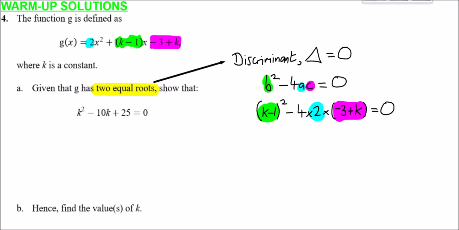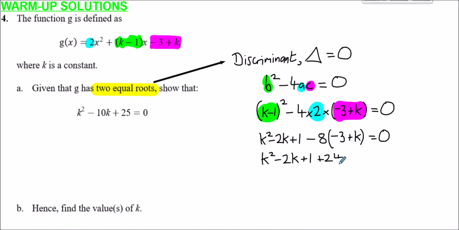So let's neaten this up, expand it all out. So k minus 1 all squared is k squared minus 2k plus 1, and this we can say is minus 8 lots of minus 3 plus k. A bit more expanding and simplifying. K squared minus 2k plus 1, like we had before. Now minus 8 multiplied by minus 3 gives us positive 24, and minus 8 multiplied by k gives us minus 8k.